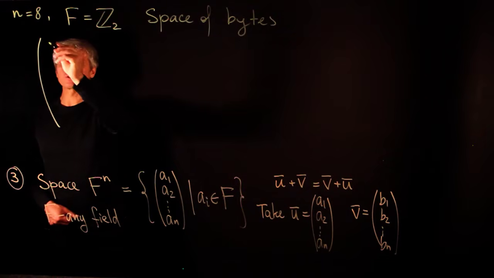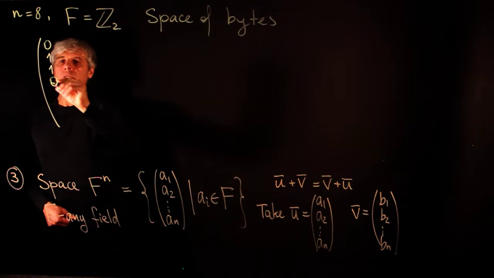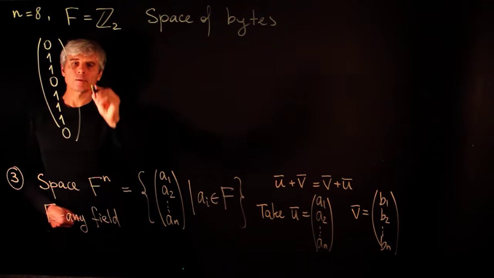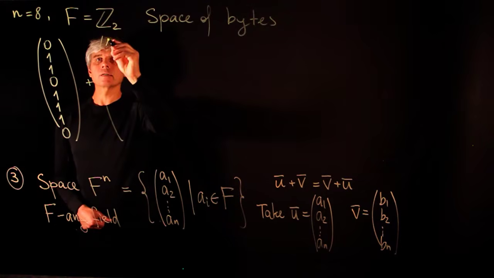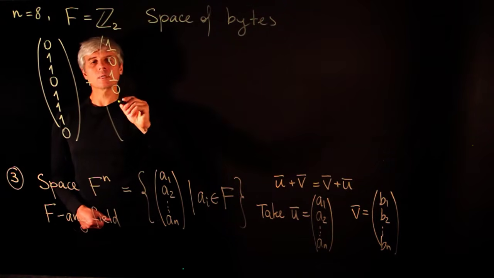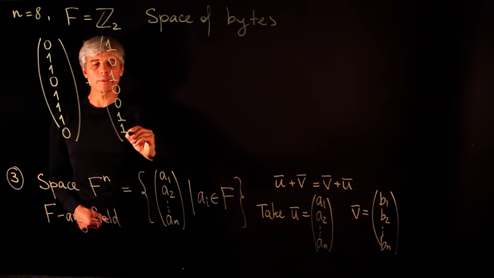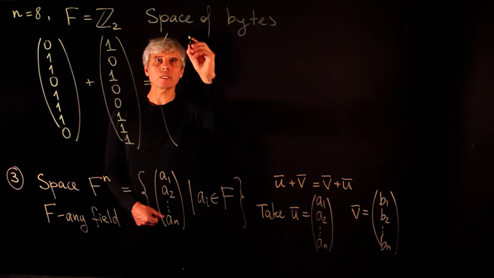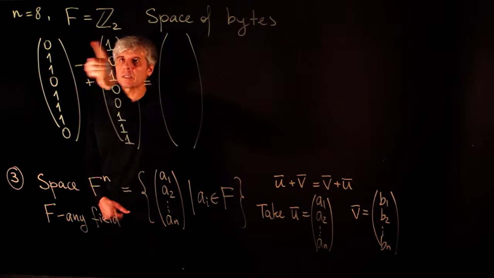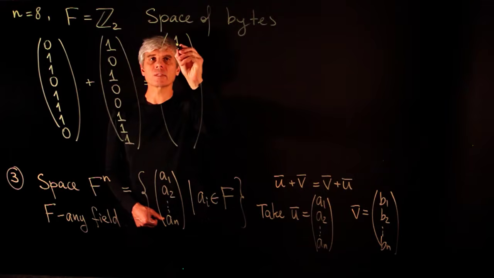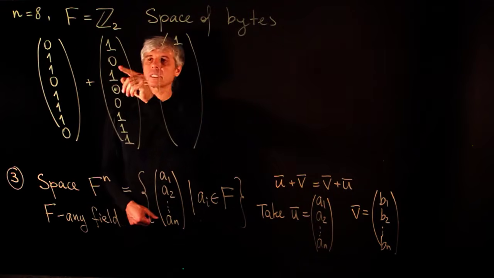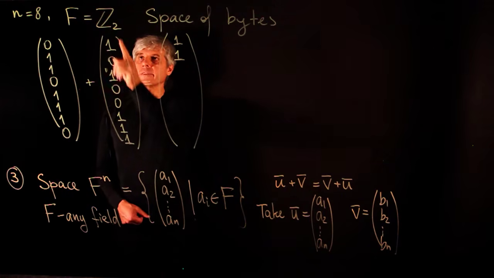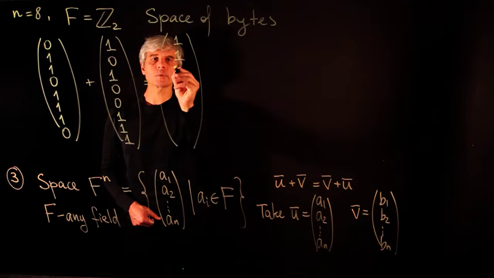Right? So let's do an addition of 2 bytes. Say we have a byte like this, plus another byte 1 0 1 0 0 1 1 1. Right? So how do we add these 2 bytes? Well, the addition happens component-wise. In the first component, 0 plus 1, we get 1. In the second component, 1 plus 0, we get 1. Then in the third component, we have 1 plus 1, and this is addition in Z2. 1 plus 1 is equal to 0.